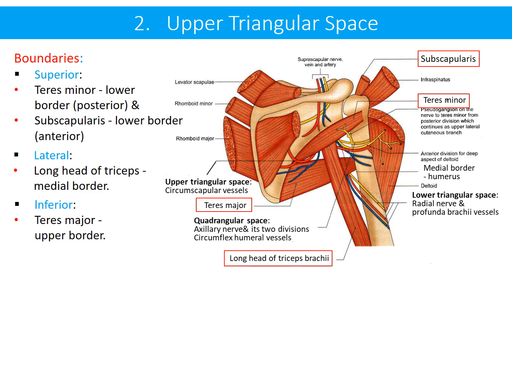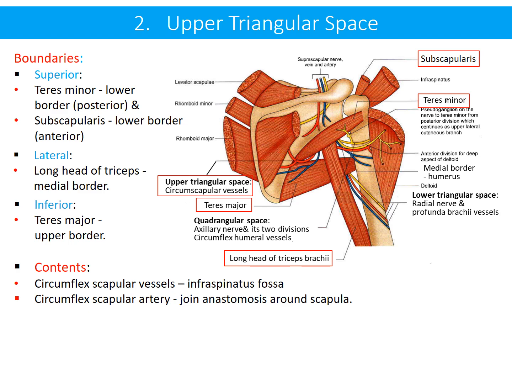teres major muscle. As regards the contents of this triangular space, the circumflex scapular vessels travel through this space and approach the infraspinatus fossa. The circumflex scapular artery passes through this space and joins the anastomosis around the scapula.